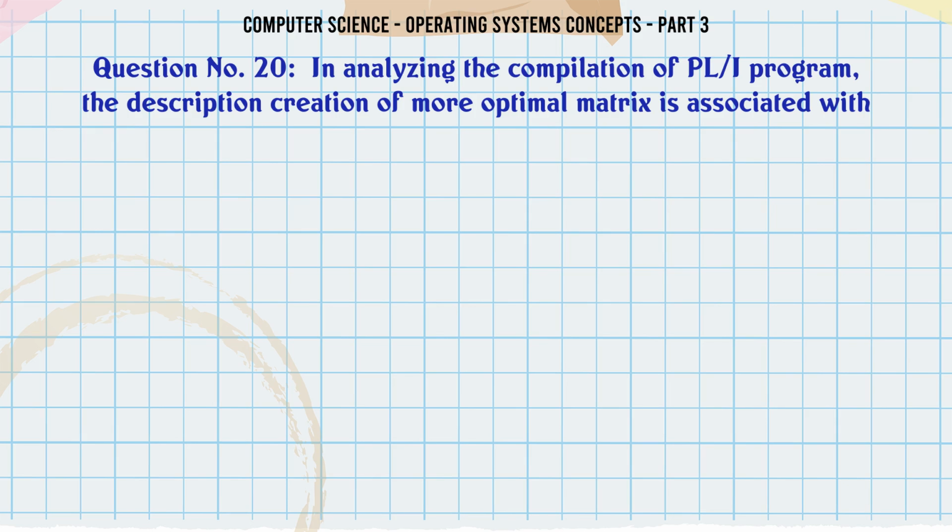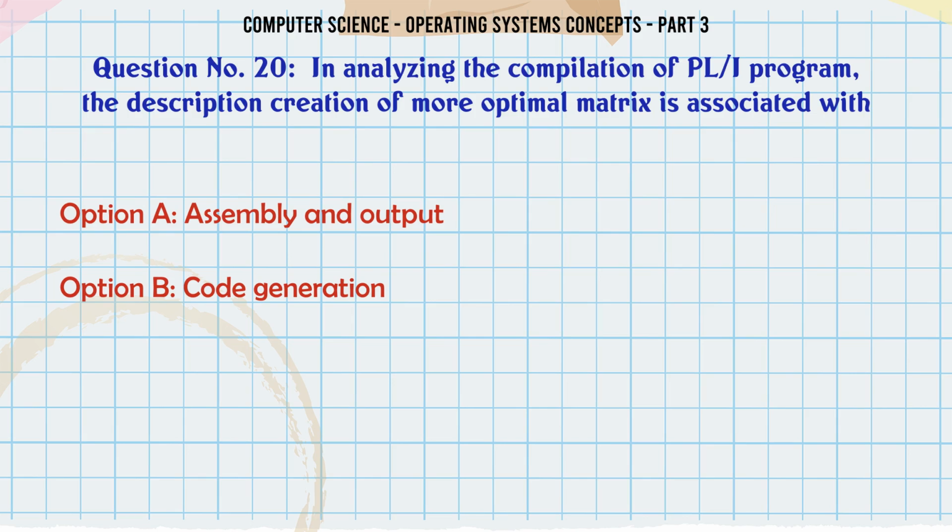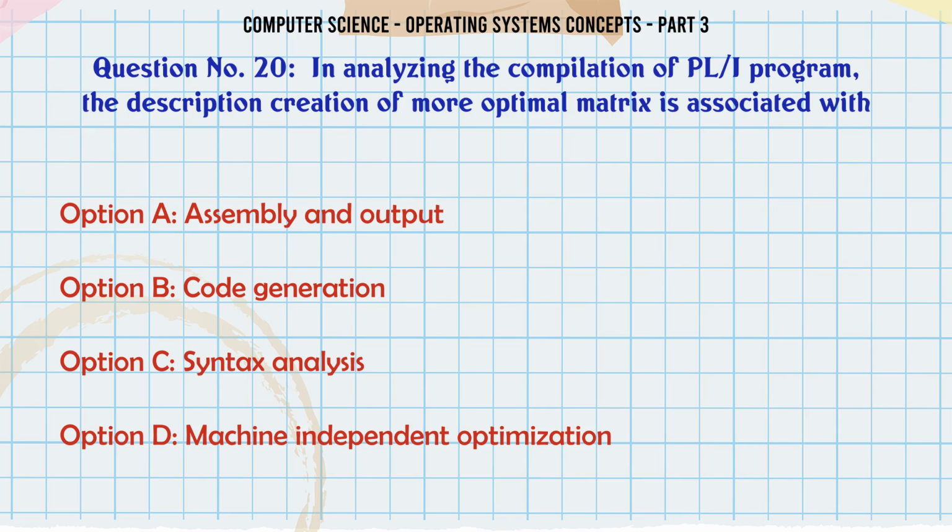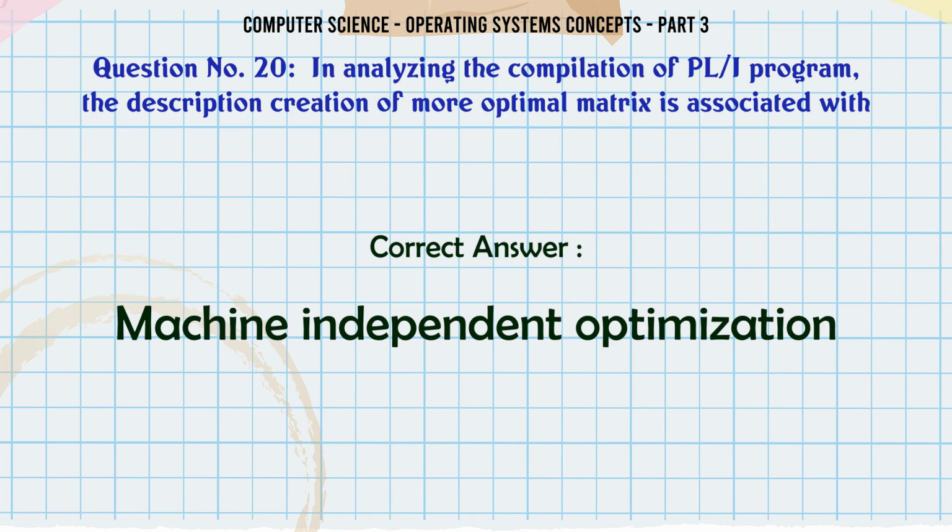In analyzing the compilation of a PL/I program, the creation of a more optimal matrix is associated with A. Assembly and output. B. Code generation. C. Syntax analysis. D. Machine independent optimization. The correct answer is machine independent optimization.